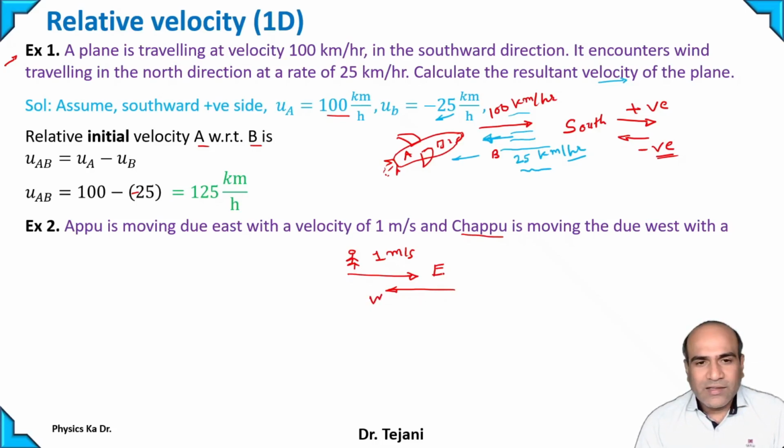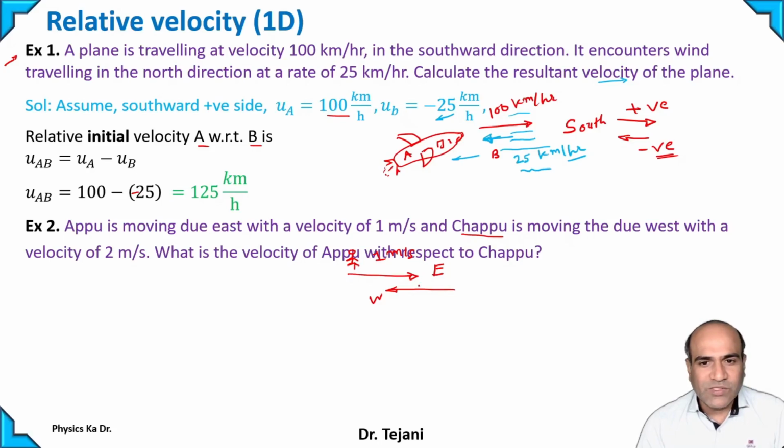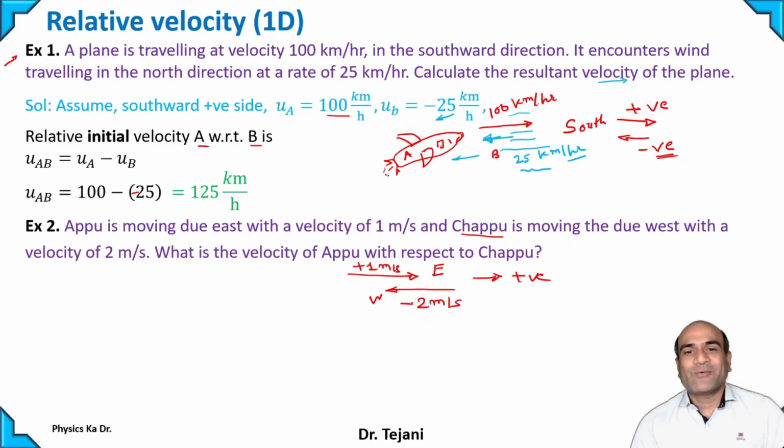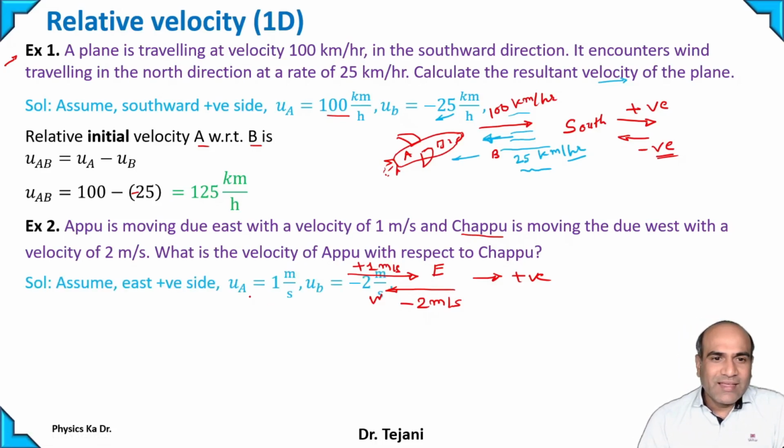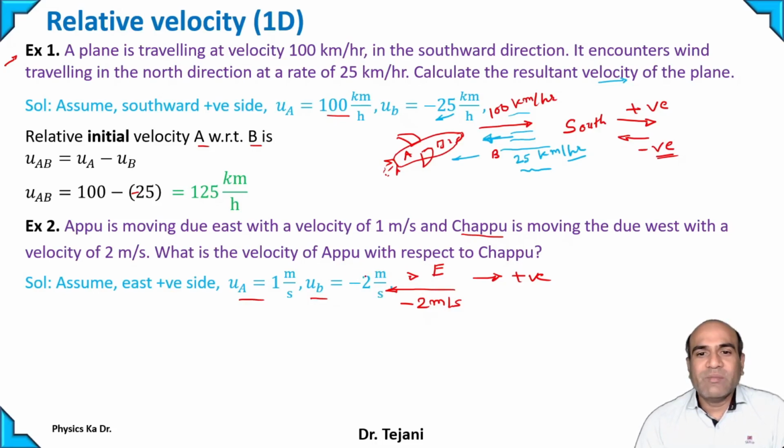with a velocity 2 meter per second. See here, if we take direction east is equal to positive, therefore for Appu, of course it is positive, but for Chappu it becomes negative. So what is VA? VA is equal to 1 meter per second positive, and VB, or you can say UB, for Chappu it becomes minus 2.